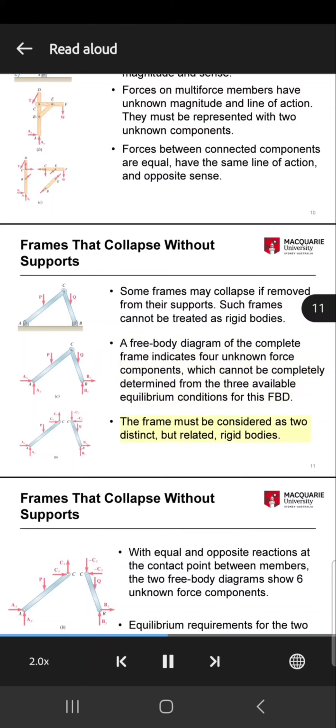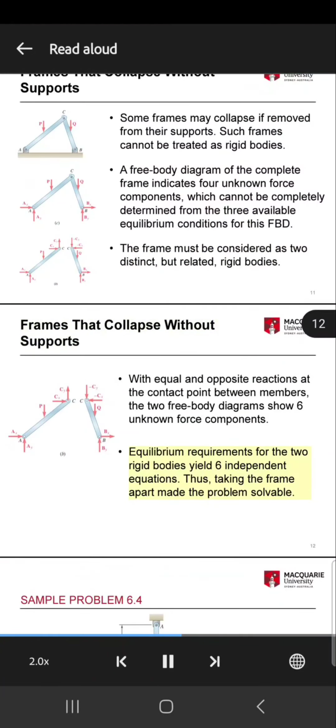Free body diagram of the frame. The frame must be considered as two distinct, related rigid bodies. Equilibrium requirements for the two rigid bodies yield six independent equations. Thus, taking the frame apart makes the problem solvable.